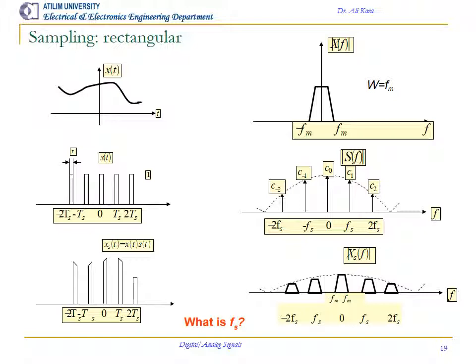Sampling, rectangular. Here we see the same procedure with a rectangle-shaped sampling function. It is more realistic than the Dirac delta because the Dirac delta is not an achievable waveform. But the idea is the same.